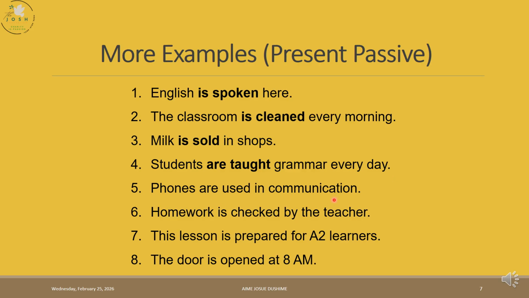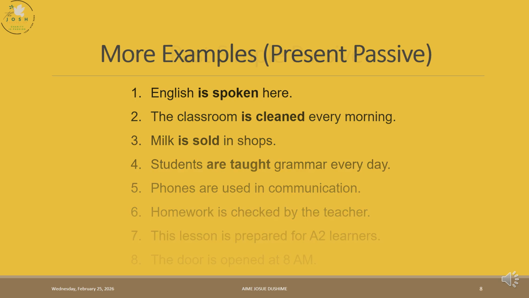Phones are used in communication. Homework is checked by the teacher. This lesson is prepared for A2 learners. The door is opened at 8 a.m. You see here we have many examples talking about the present passive. So make sure you understand them clearly, how they are applied in real life.